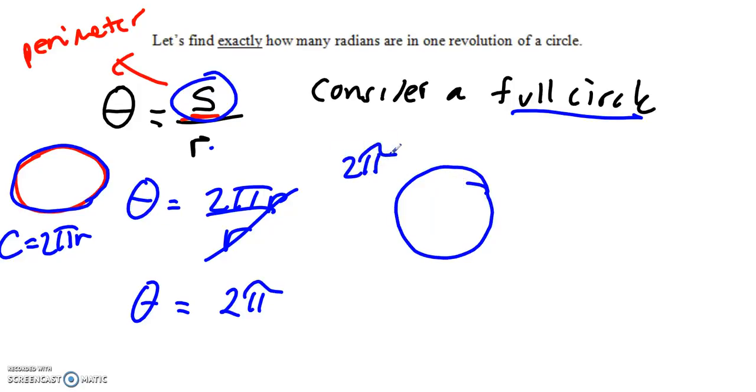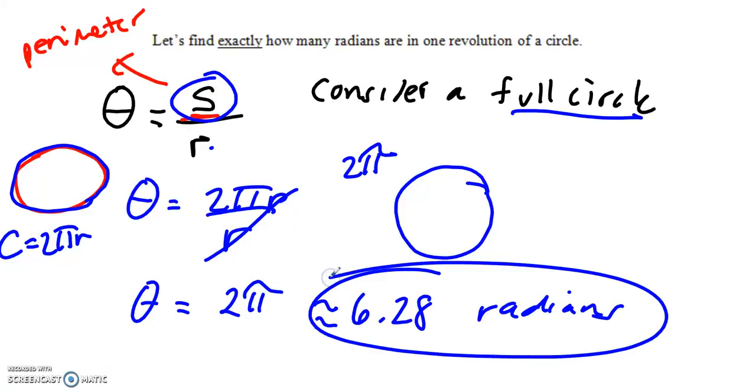And if we take 2 times pi, or 2 times 3.14, on and on and on in the calculator, we get that to be about 6.28. So we have 6.28 radians all the way around the circle, and that is going to help us on the next slide as well. So keeping this number in mind would be a great idea.